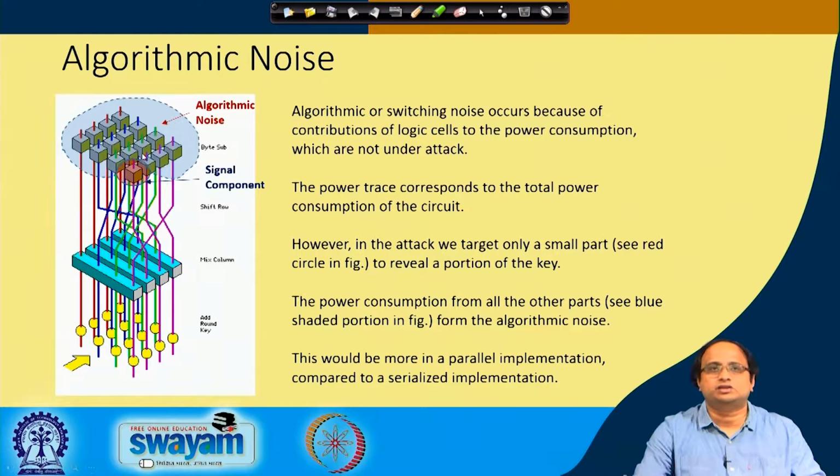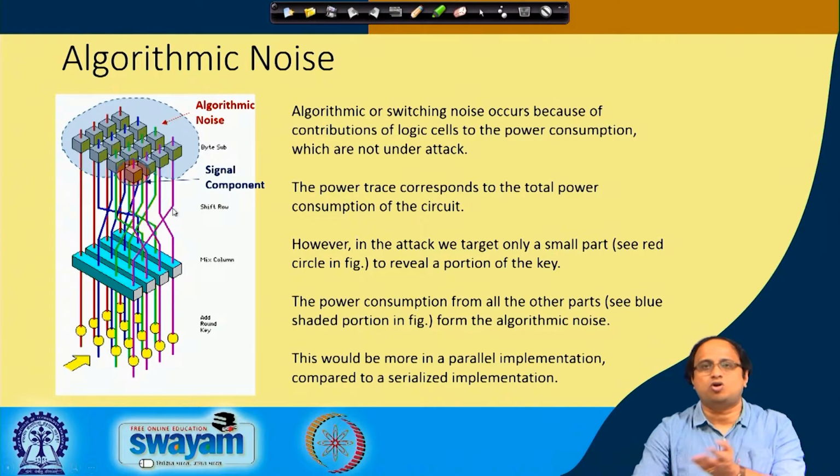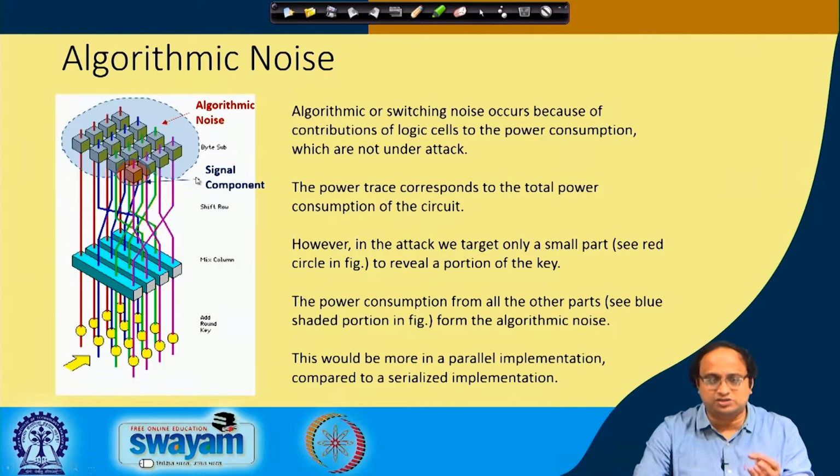Here the algorithmic noise, or the switching noise, occurs because of the contribution of logic cells to the power consumption which are not under attack. The power trace corresponds to the total power consumption of the circuit. So, although you are targeting a specific region or portion of your state, at the same time the other logic cells are also toggling and consuming power, and therefore the power consumption has both these components. It has a component which I call the signal, whereas the other components, which are not a part of this attack, serve to generate noise.